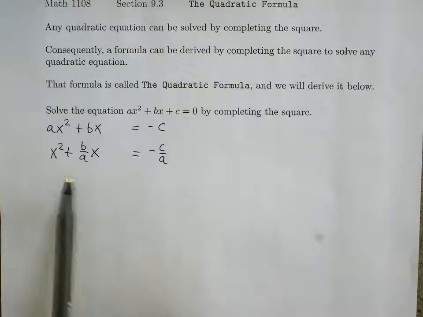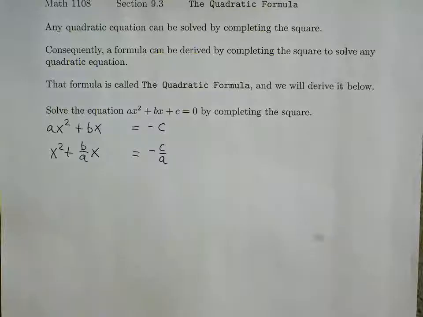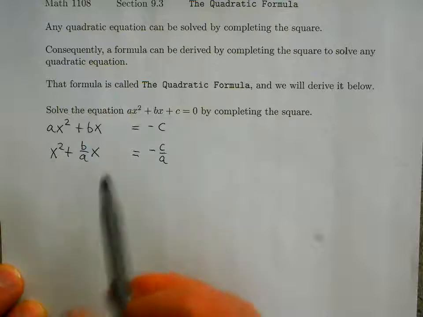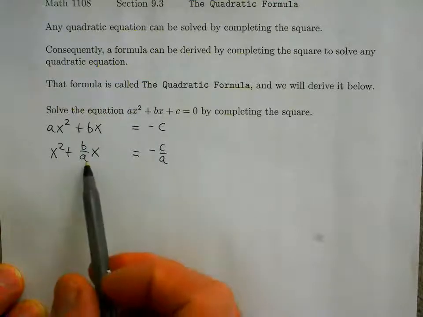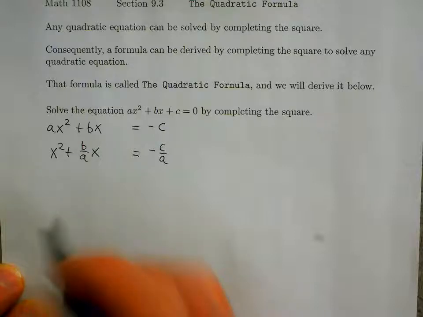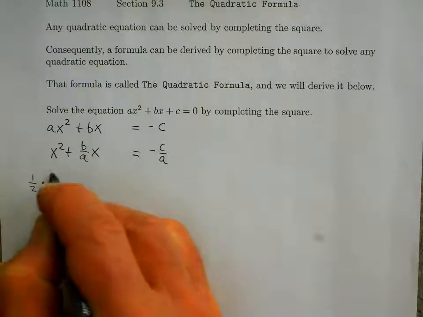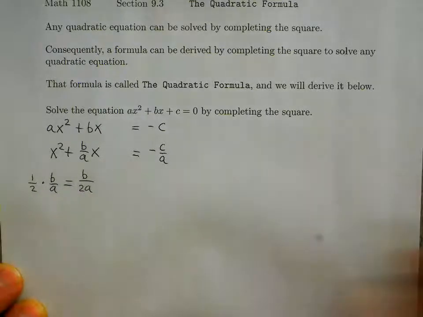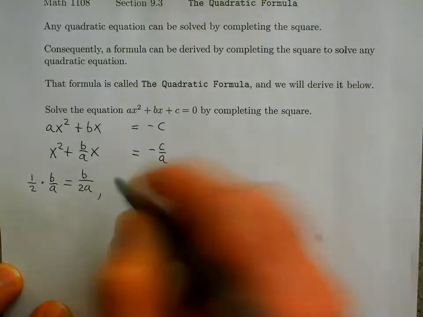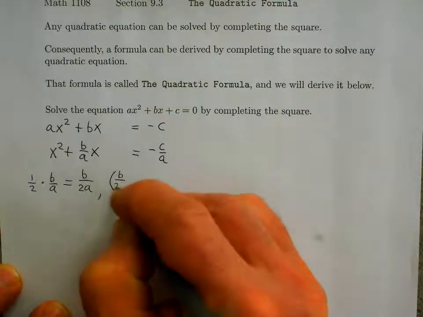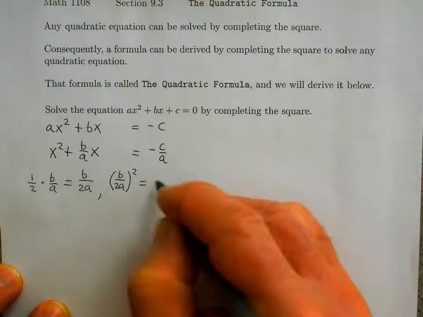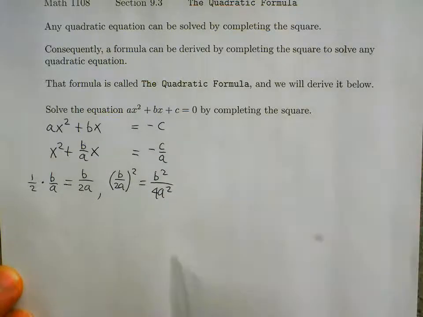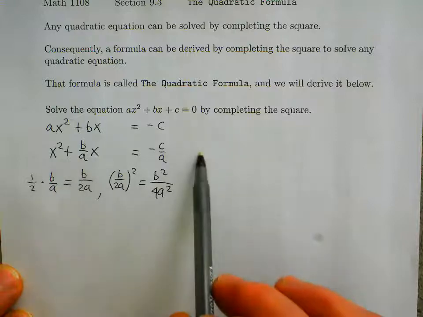The next step is the completing the square step. Since the coefficient of x squared is 1, we take 1/2 of b over a. So 1/2 times b over a is b over 2a. Then we square that quantity. We square b over 2a, and we can write that as b to the second over 4a to the second. This is the number that we're going to add to both sides of this equation up here.